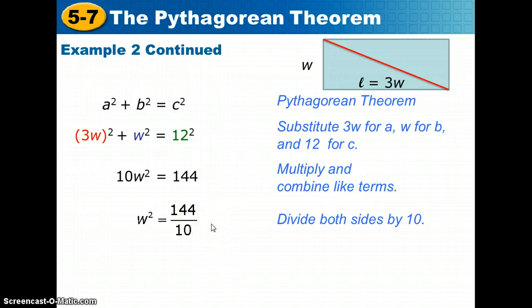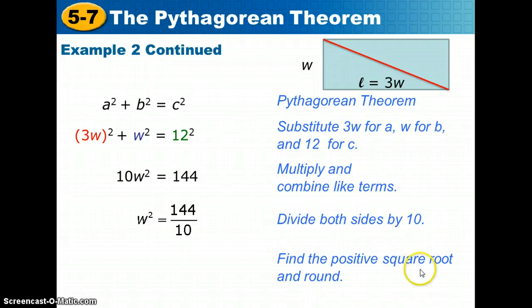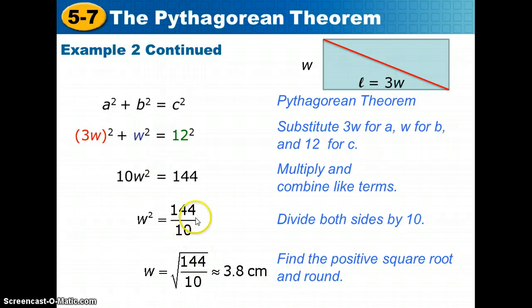Now, we are told to find the positive square root and round to the nearest tenth. Now, they do the square root in this picture of the fraction, but if you use the decimal and then rounded it in your calculator, that's okay. You're still going to get about 3.8 centimeters for the width, which is what we were asked to find. So the width of his picture frame needs to be about 3.8 centimeters.